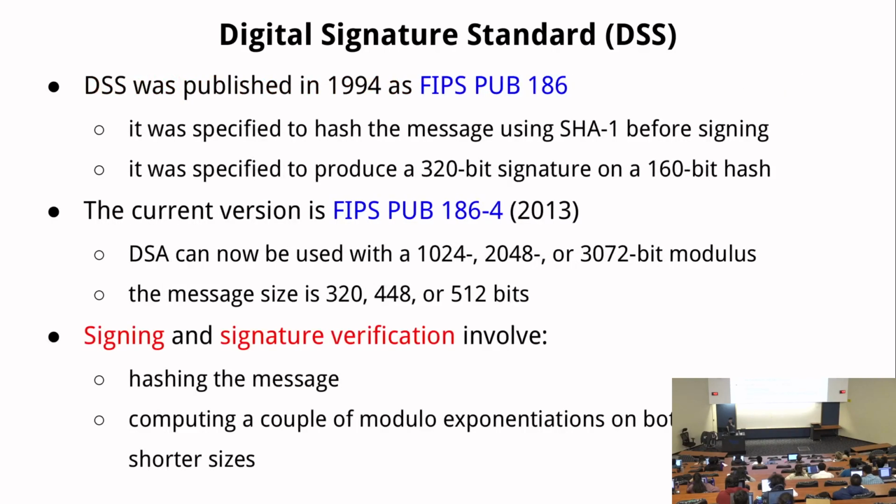So the Digital Signature Standard, DSS, was published in 1984 by FIPS. FIPS is Federal Institute for... I don't remember what this one is, but S is standard, F is federal. I should be institute. I don't remember what P is.